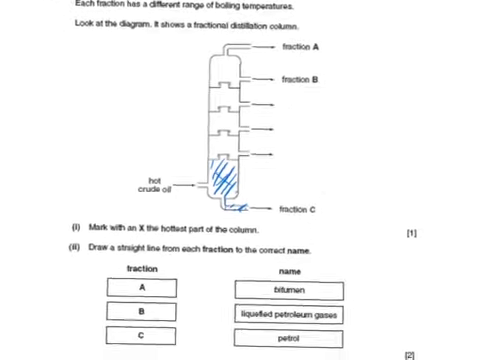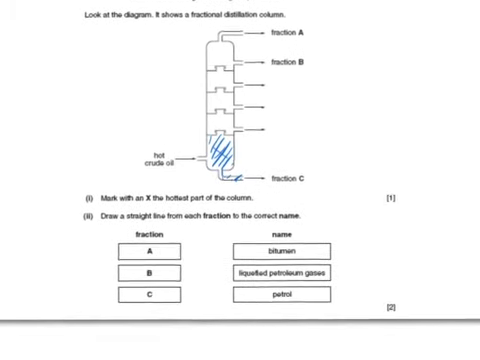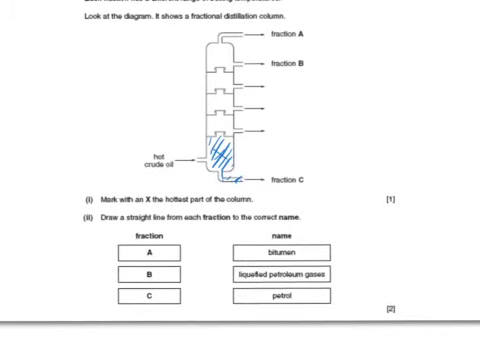The final part, which I'll just reduce the size of it here, says draw a straight line from each fraction to the correct name. Now fraction A will be the lowest boiling point substance, which will be liquid petroleum gas. Fraction B, a little longer chain, will be a liquid at room temperature. That one would be petrol. Whereas fraction C, which has got the highest boiling point, would actually be a solid at room temperature, and that one would be bitumen.